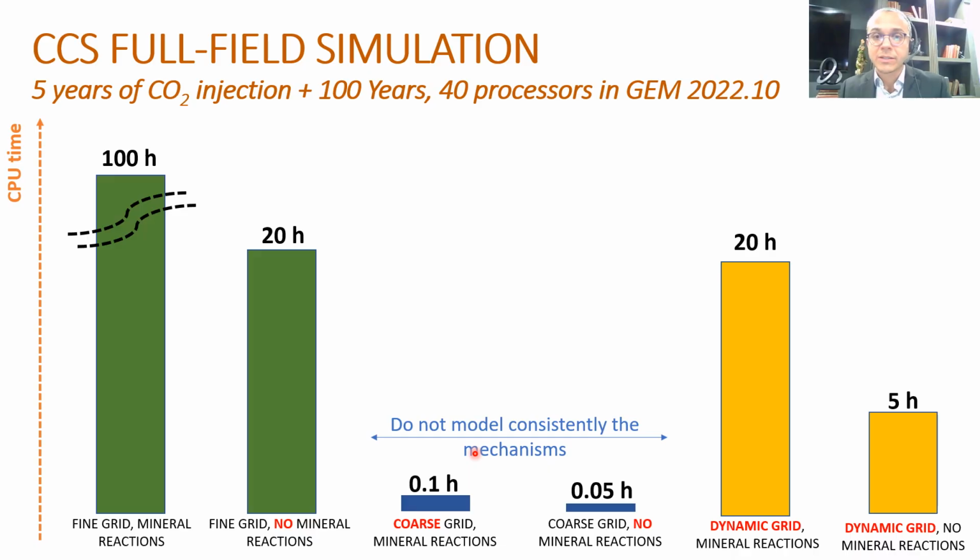One approach is to combine both grids, using dynamic grid refinement. Use a fine grid when the fluid saturation changes are high, as represented by the yellow bars. In this case, we have only 5 hours of CPU time in the last yellow bar when mineral reactions are ignored, for example. So the dynamic grid refinement reduces the CPU time by a factor of 4 to 5 compared to the uniform fine grid case.